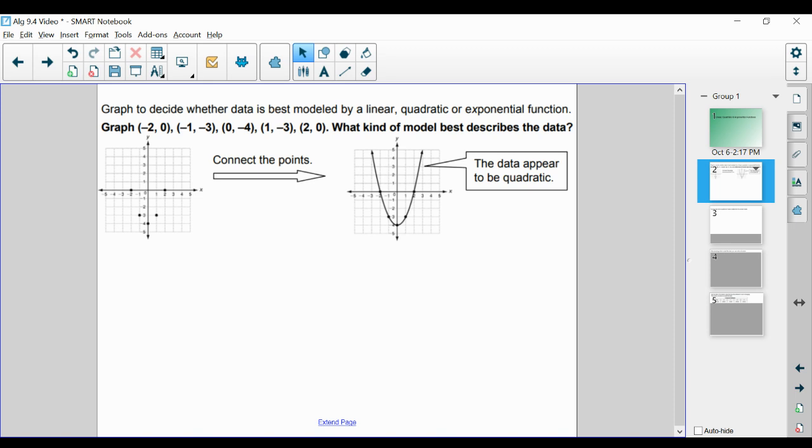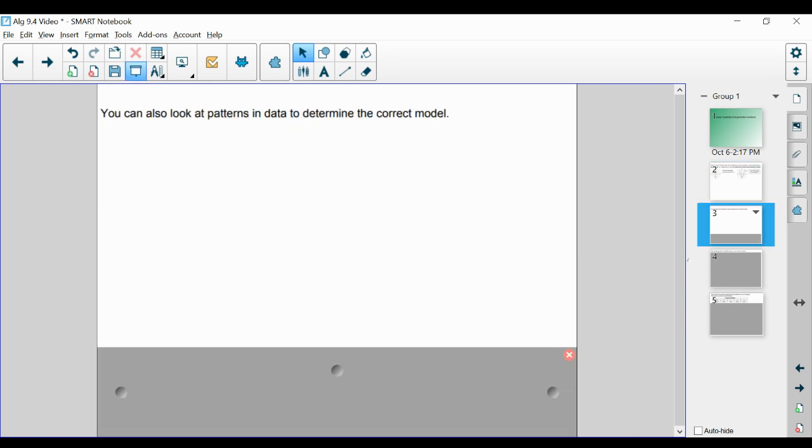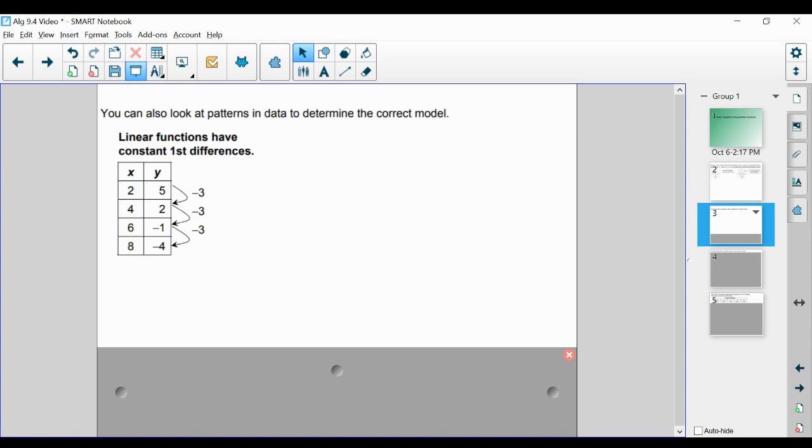Awesome. We also can look at patterns in our data to determine the correct model. So let's recall linear functions have a constant first difference in our y values. In this table, our first difference is -3. So every single time as our x's increase, we are subtracting 3. So this would represent a linear function.